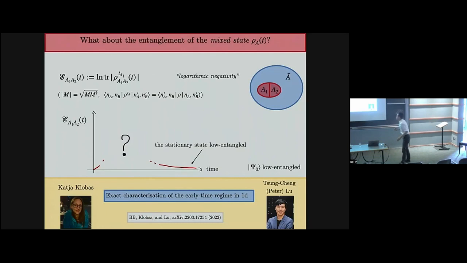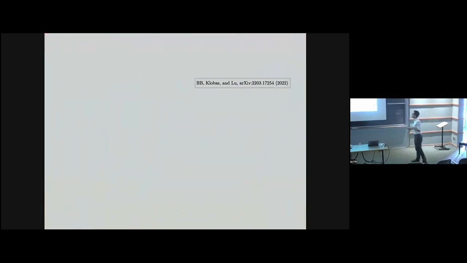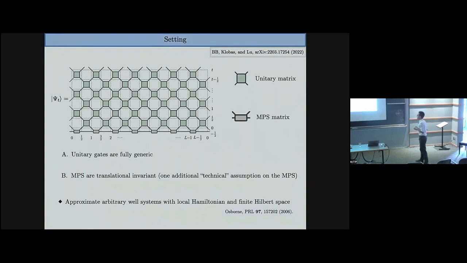Okay, let me move on then. So the setting that we consider is actually very general. We will consider the evolution, a quantum quench, where the evolution is dictated by a local quantum circuit. We heard about quantum circuits many times during this conference. Let me just run through this slide to explain my notation.